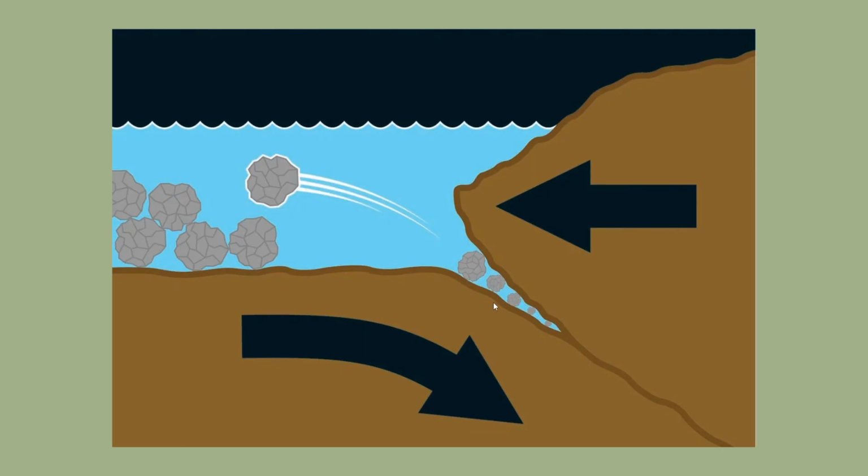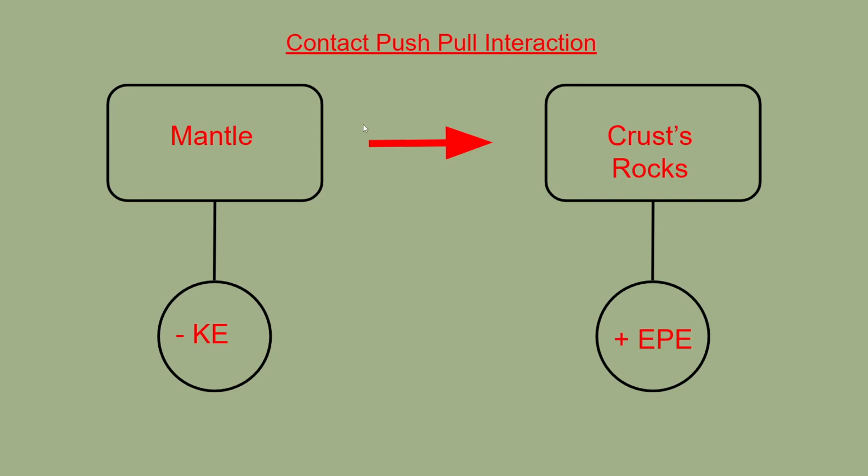The mantle will be guiding through the heat and pressure, so the plate tectonics can move. So, through a contact push-pull interaction, as the mantle is rising up and trying to move the plate boundaries and the plates, the mantle will lose kinetic energy, but the crust rocks will increase in elastic potential energy.